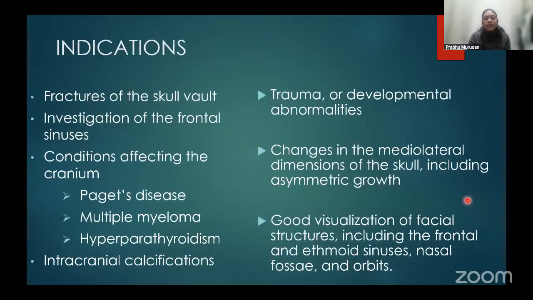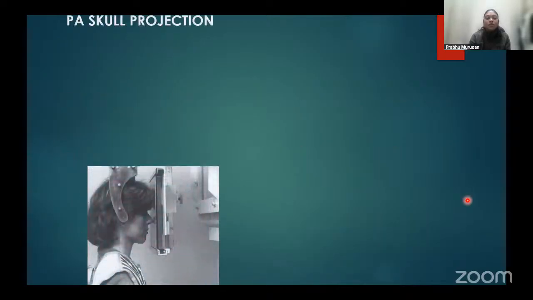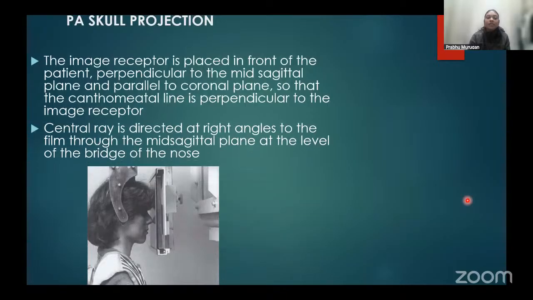Okay, moving on to the next X-ray, which is indicated in case of your fractures of the skull vault, investigation of the frontal sinus, and certain diseases I've mentioned, along with intracranial calcifications. So for that, you're going to take a PA skull projection. This PA view is almost the same as the normal PA X-ray, just that here the entire skull is being covered. For the normal PA view, the vault of the skull will not be covered. For the PA skull, we'll be focusing on the entire thing, so the skull region is also being covered.